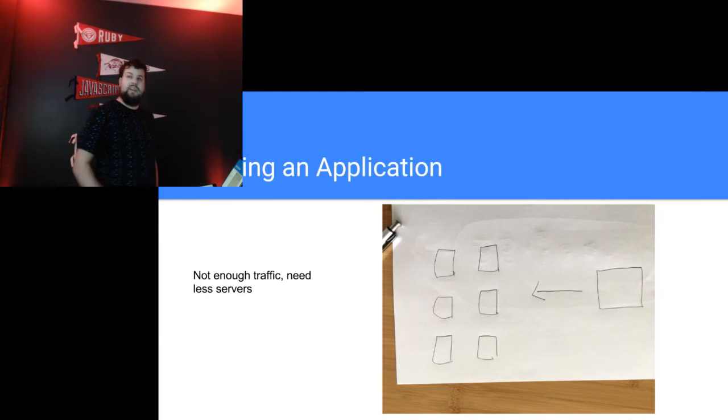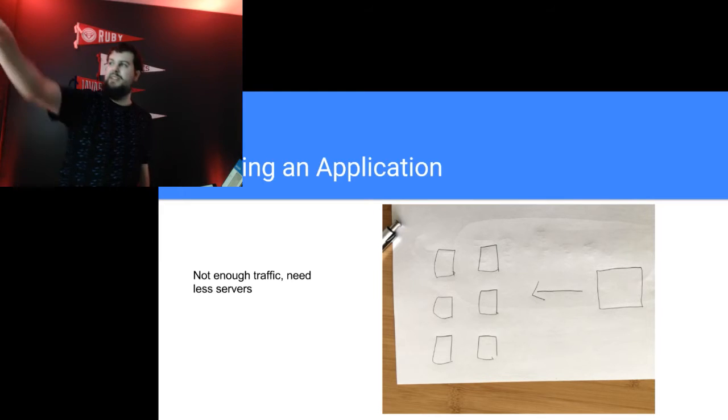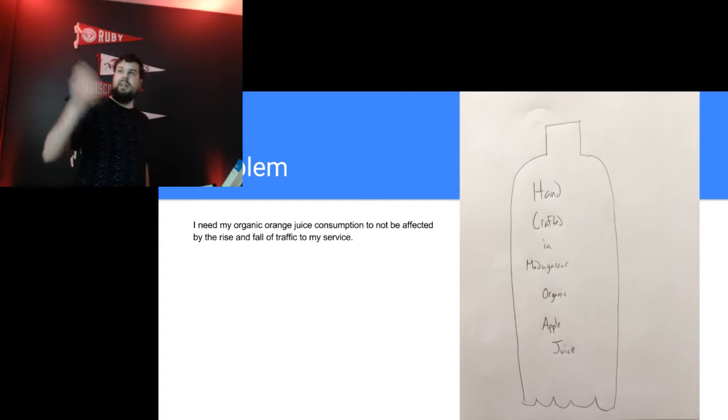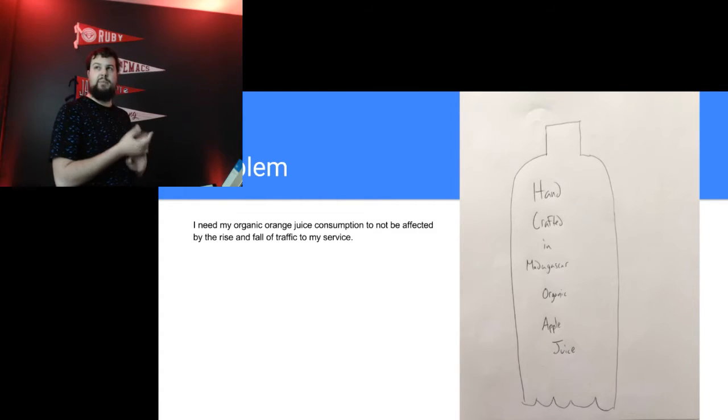until we get to the point where now we have less traffic. So where before we had 6, we need to go back to 1 because we have a problem of I need to balance my organic orange juice consumption and have it not be affected by rise and fall in traffic to my service. So we go in, we try to figure out which services are not currently handling connections, and then we use our artisanal bash scripts to figure that out. And we need to be certain that whatever ones we drop off don't currently have connections. And if we drop off some of the ones that currently do have connections, then those users kind of get a bad experience.